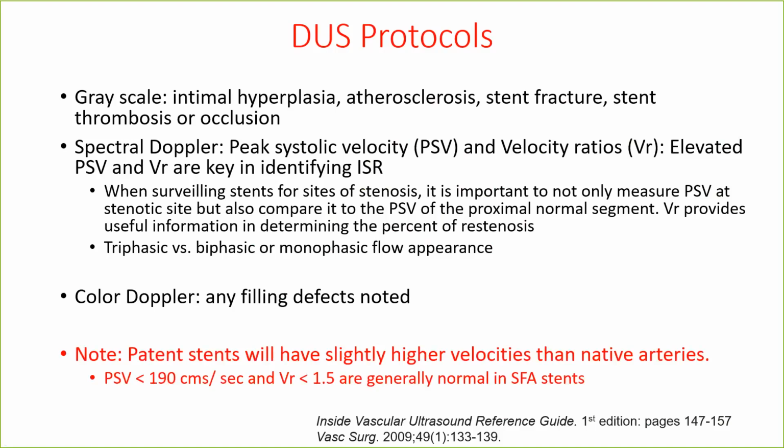Lastly, we should realize that patent stents have higher velocities, especially in the SFA, compared to native arteries. And hence, if your peak systolic velocity is less than 190 centimeters per second or the VR is less than 1.5, it is generally normal in SFA stents.